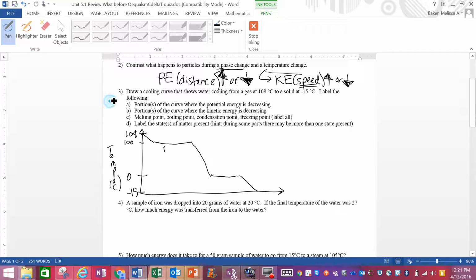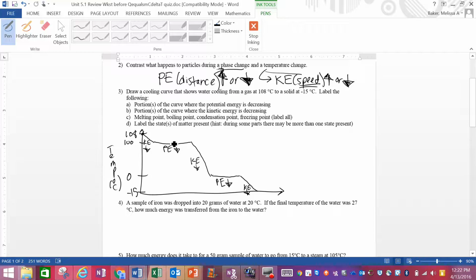So the points where the potential energy is decreasing are the plateaus. I always think potential plateau, P and P. The parts where the kinetic energy is decreasing is any part where you see a slowing down of particles. The temperature is dropping. So these 3 slanted areas.